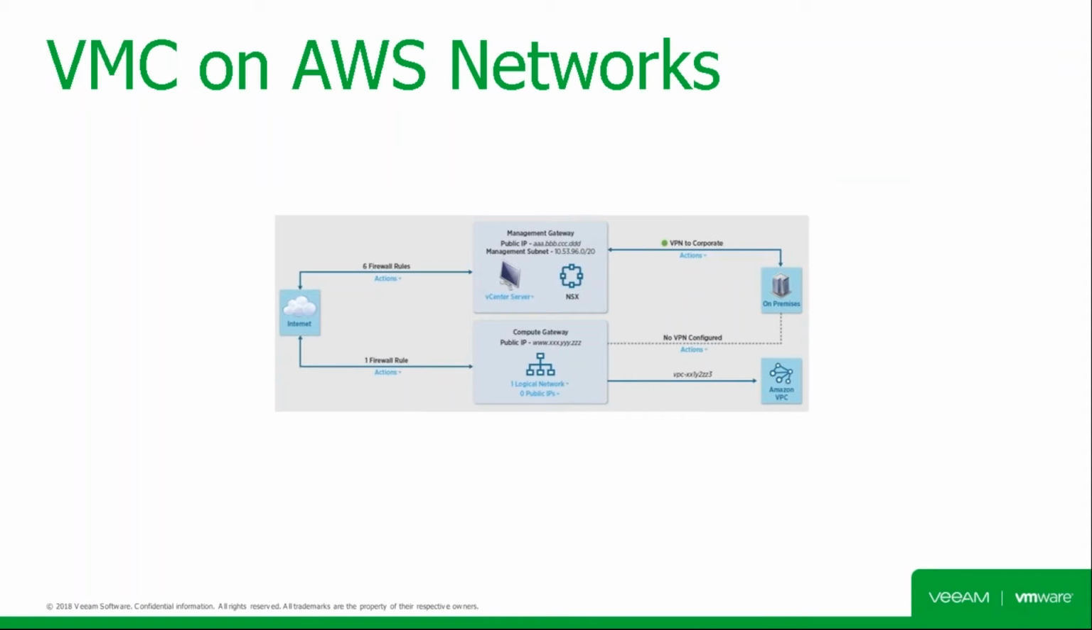What we wanted to do was make you aware of some of the networks that are available. There are a couple of gateways that come with the product. One of them is the management gateway, and one of them is the compute gateway. The compute gateway is where your production VMs are going to run. The management gateway is for your VPC connection or VPN connection back to your corporate data center. So there are 2 networks that come standard out of the box for you. Let's go to the next slide.